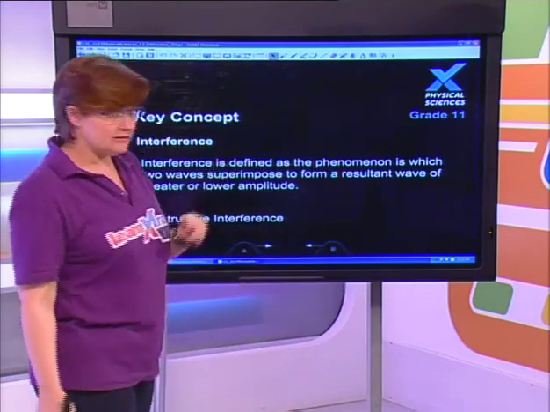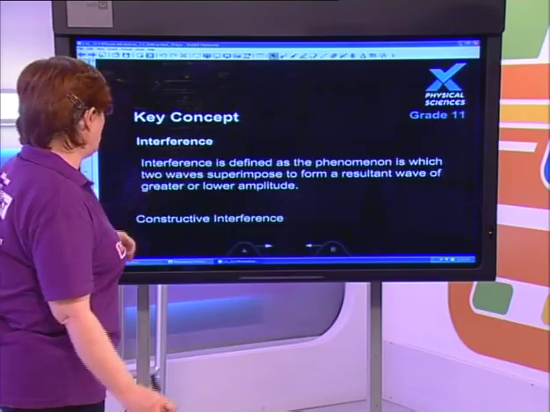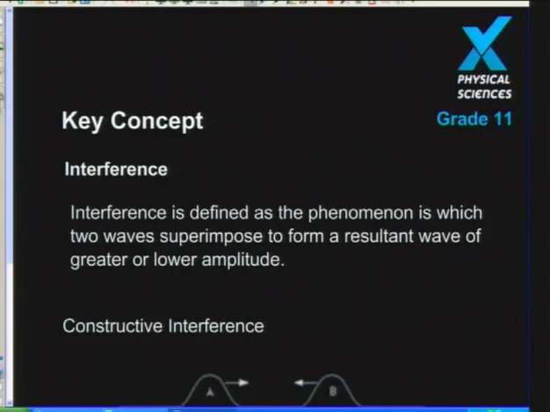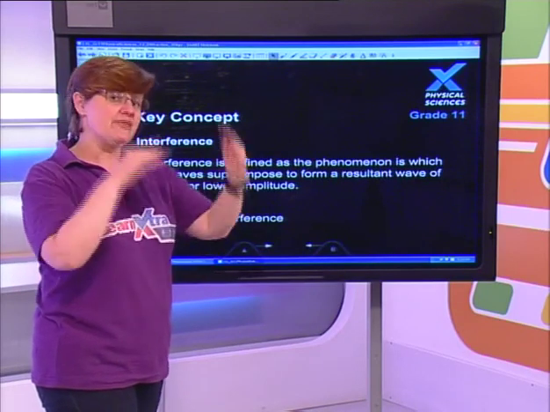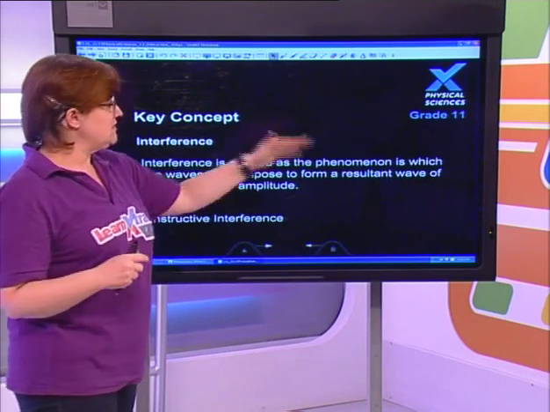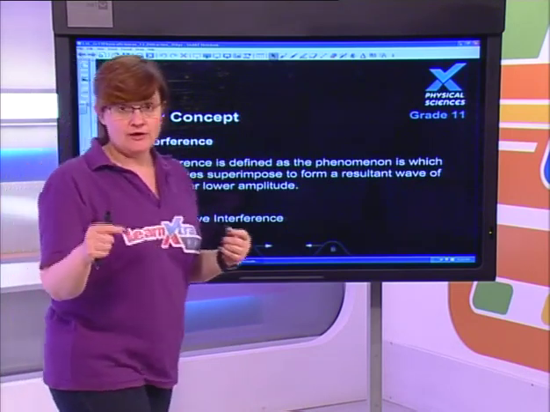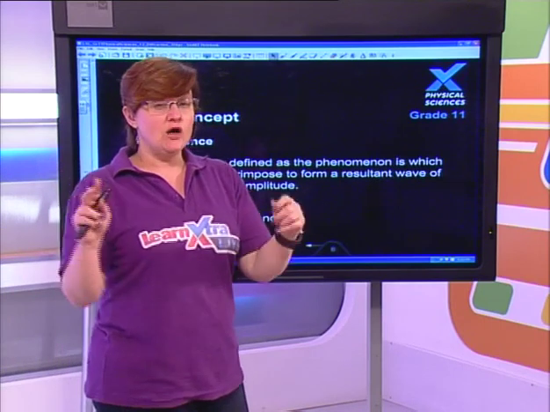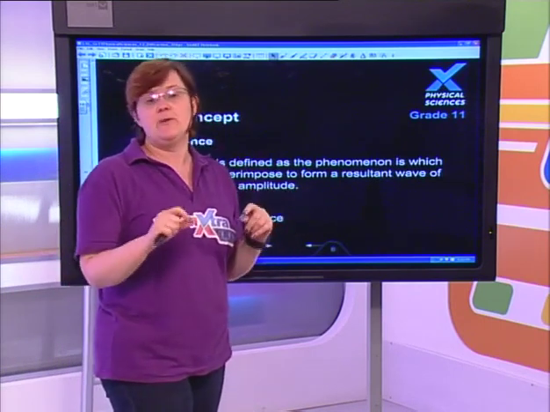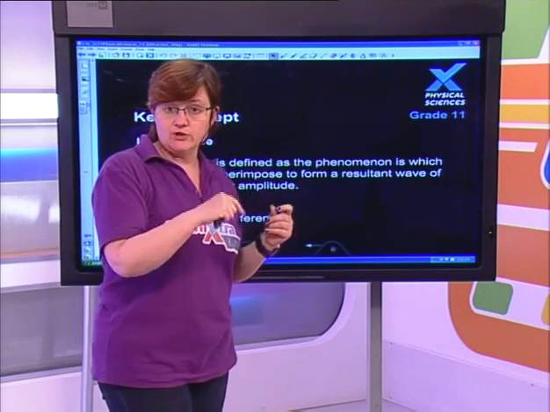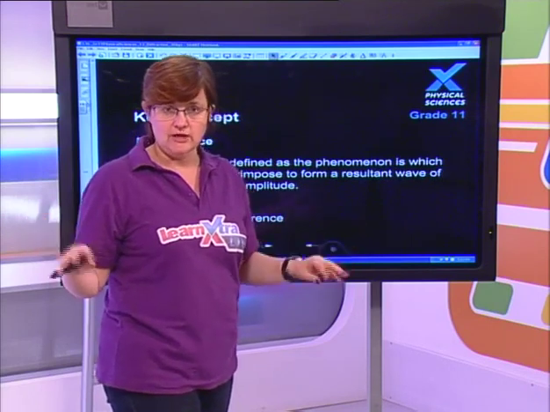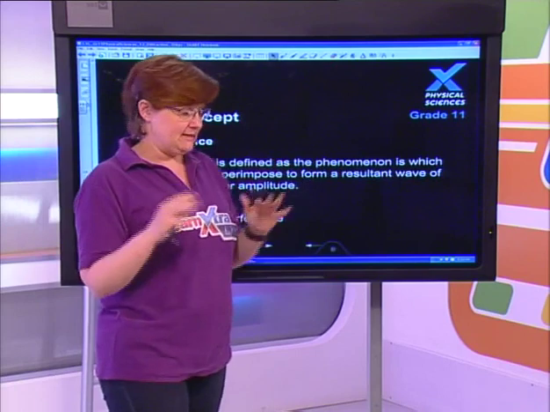Now, the definition of interference, if we look on the board, is that it's the phenomenon in which two waves superimpose. Superimpose simply means they meet each other and cross over to form a resultant wave of greater or lower amplitude. So we have two waves. Here we are going to talk specifically about transverse waves. We're not going to worry too much about longitudinal waves. Transverse waves that now meet.